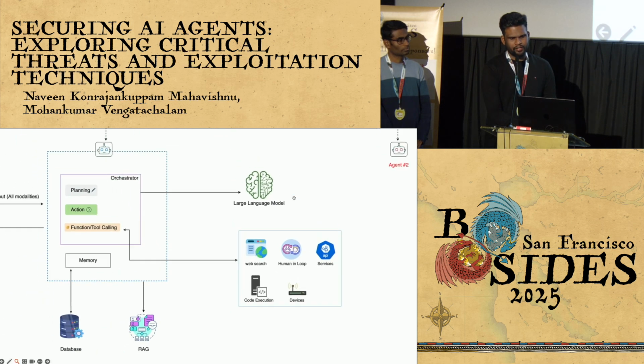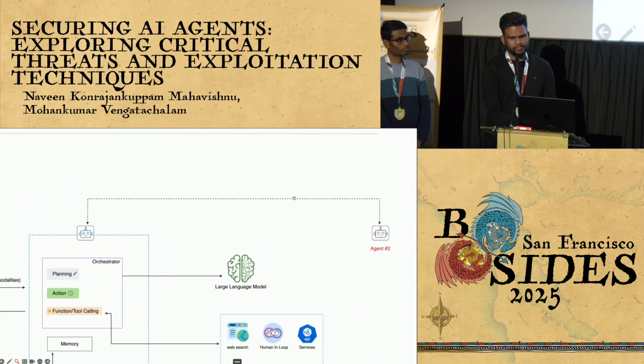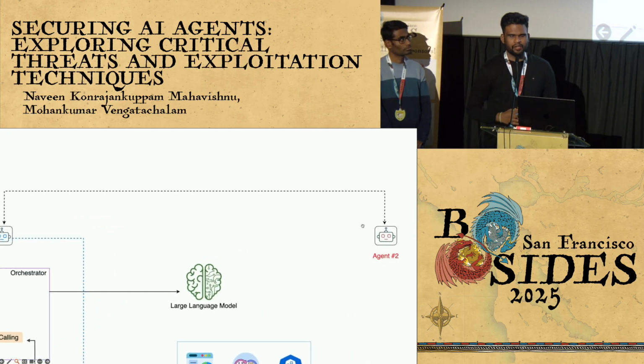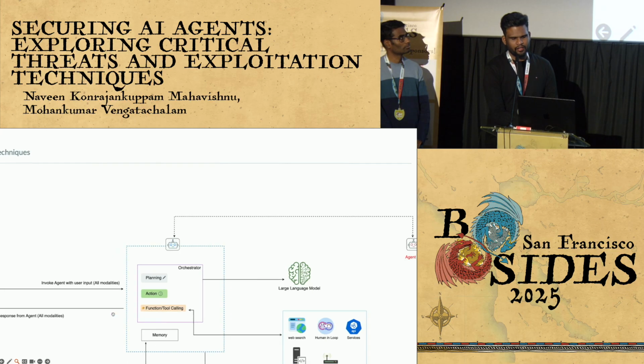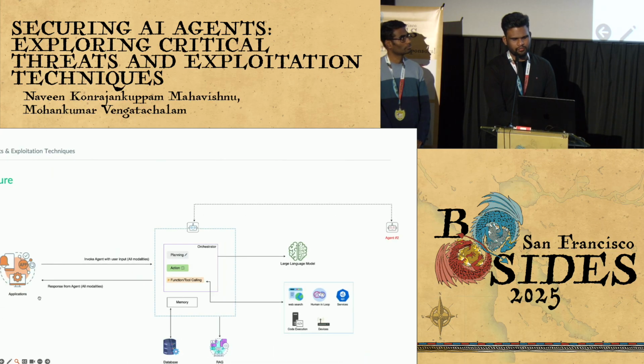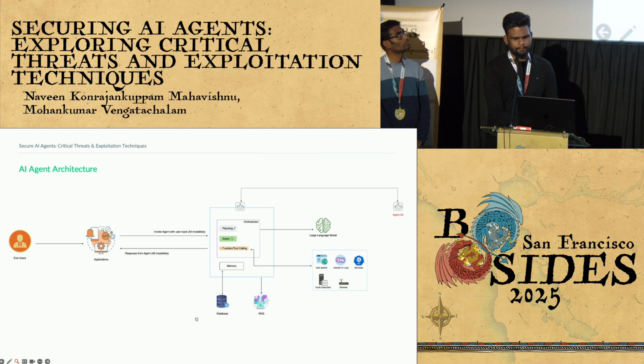Finally, in complex scenarios, we have multi-agent collaboration, where the agent can talk to other agents to complete critical or complex tasks. To summarize, once everything is processed by the orchestrator, the response flows back through the application, and then finally it will reach the end user.